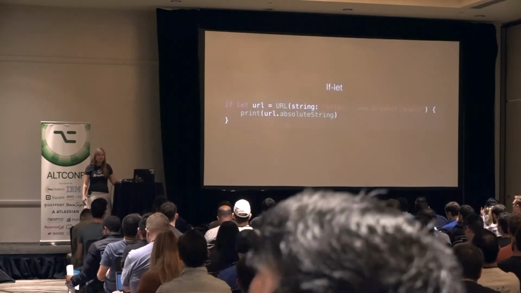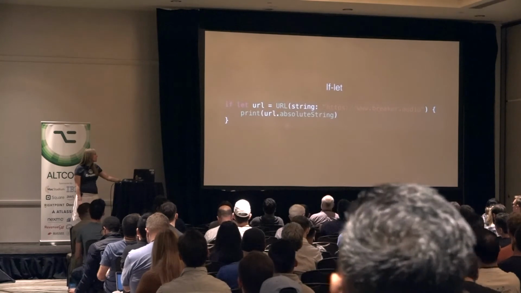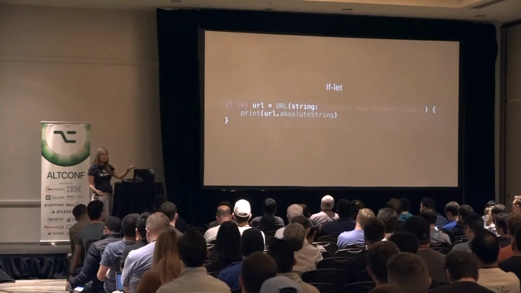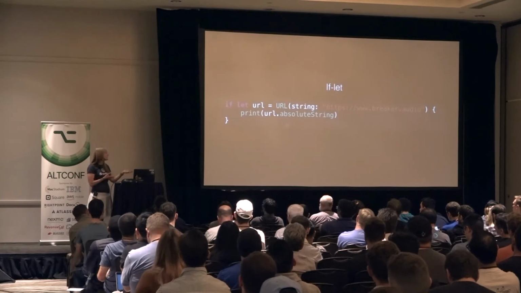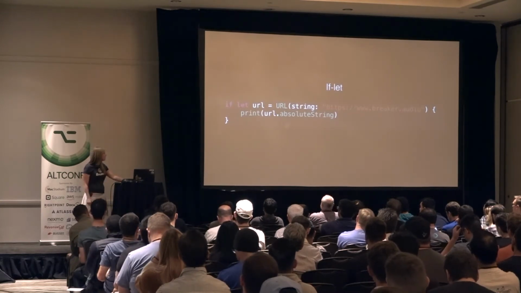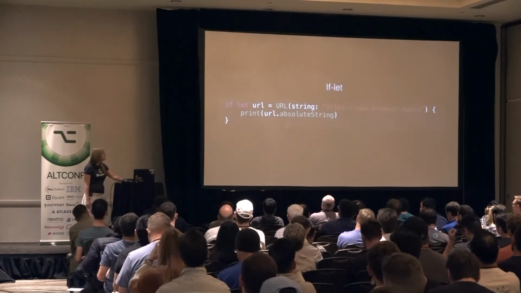What are the alternatives? Well, this one's pretty common, using an if-let. So just say, if the URL exists, then do something with it. If the URL doesn't exist, maybe you have some code to handle that case as well. Or if the URL is invalid, maybe you show an error message. That'd be good.